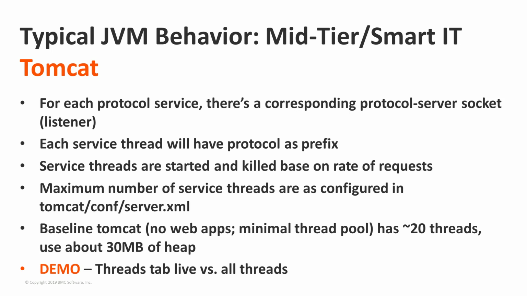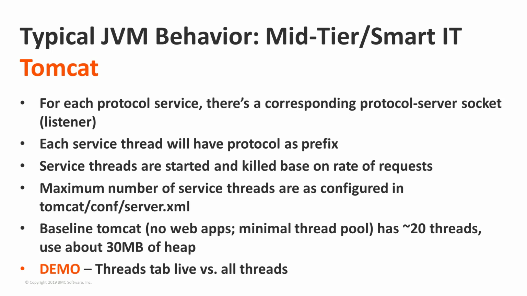Okay, so for each protocol, oh, right, and there's also SSL. The HTTP connector corresponds to the HTTP service, and then the HTTPS connector corresponds to the HTTPS service, and the S just stands for HTTP over SSL. For each protocol service, there's a corresponding protocol server socket or listener. By default, you have 8080 for HTTP, and 8443 for HTTPS, or the SSL HTTP on top of that.